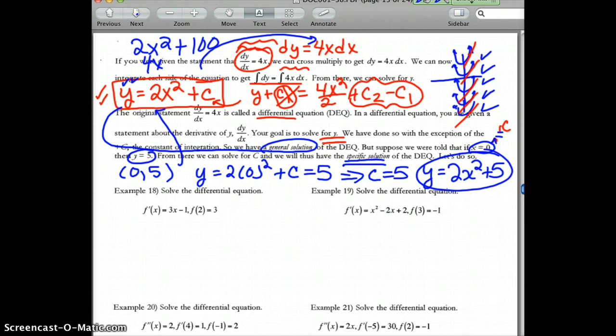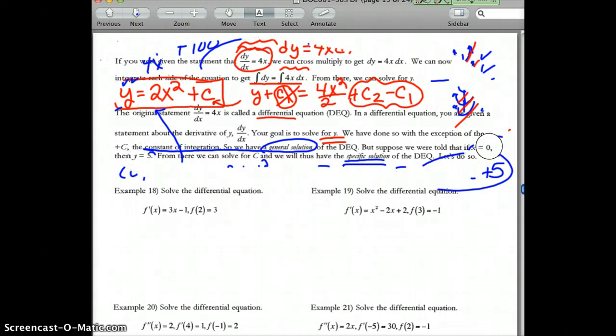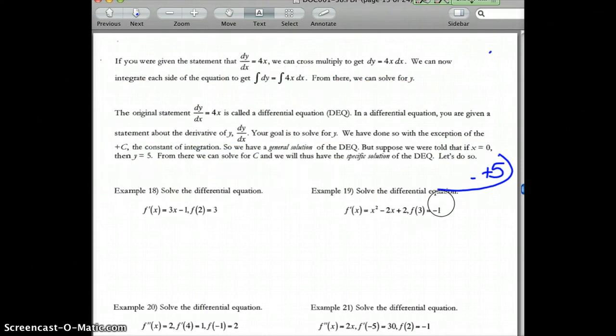So when you're asked to solve the differential equation, really what you're asked to do is work backwards by integrating, or anti-differentiating, and find the specific solution.